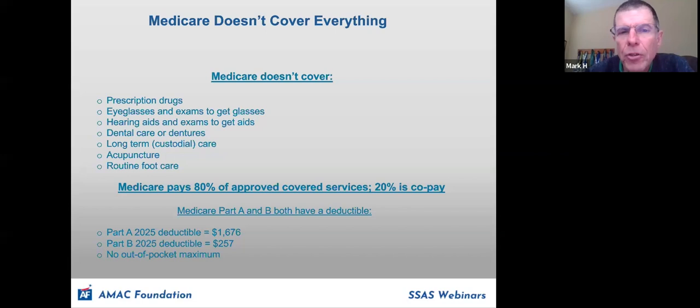Medicare will pay 80% of approved covered services, 20% is a copay. Medicare A and B have deductibles, new deductibles in 2025, this coming year. For Part A, the hospital coverage, $1,676. For Part B, the doctor visits, $257. And there's no out-of-pocket maximum.